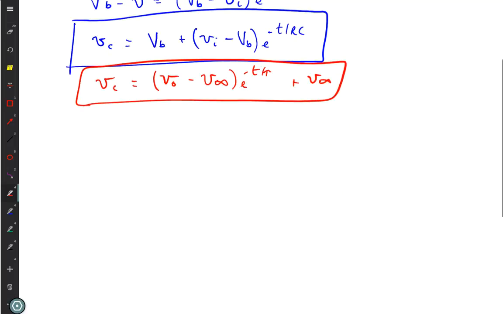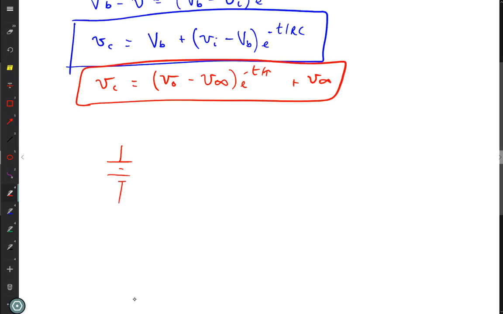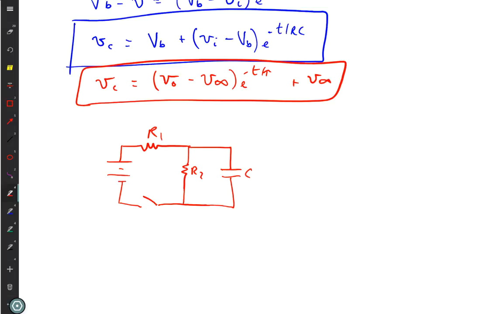So if I had something crazy like this, and here's my switch. I'm just going to switch it from the open position here to the closed position. What would my voltage at time 0 be?